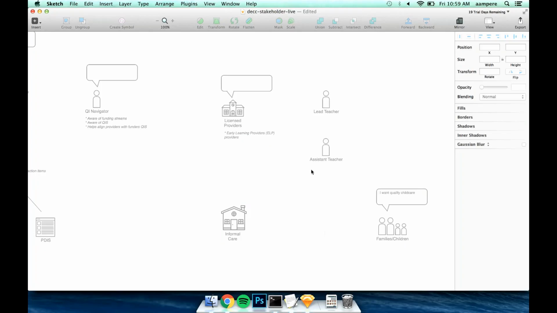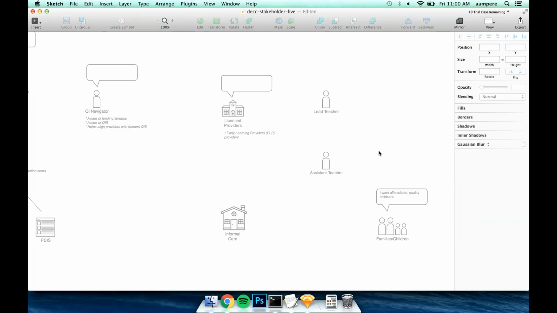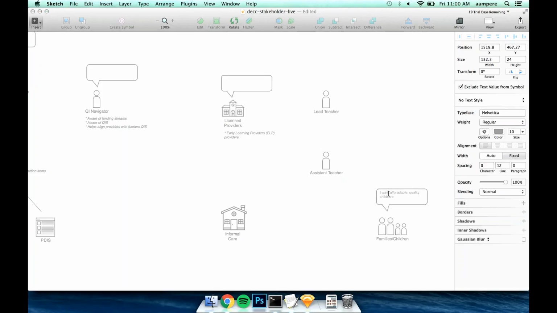So with that in mind, I think an important part of that is not just I want quality childcare, but I want affordable quality childcare. Absolutely. And access to it as well. I want to have access to affordable quality childcare. Absolutely. Great. Yeah, access is an important word there too.